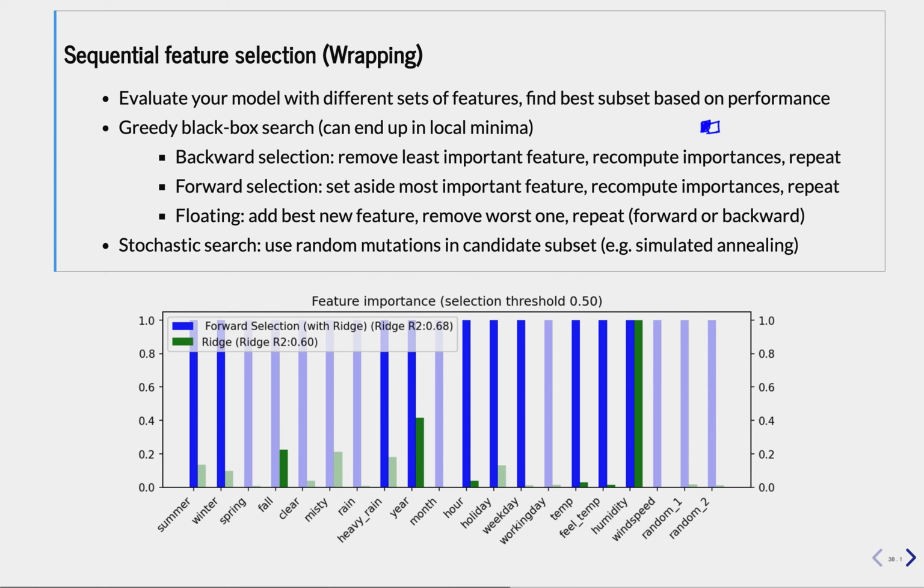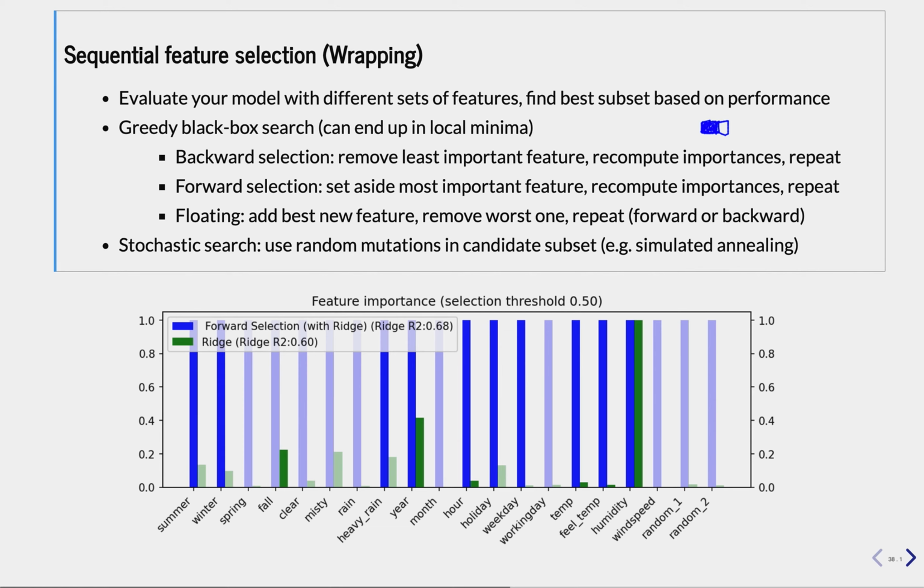We try all combinations of these two features. We see which one performs best. Then we keep that best feature, and then we add a third, and so on, until you have some stopping condition, or you have the desired number of features, or performance doesn't increase anymore.